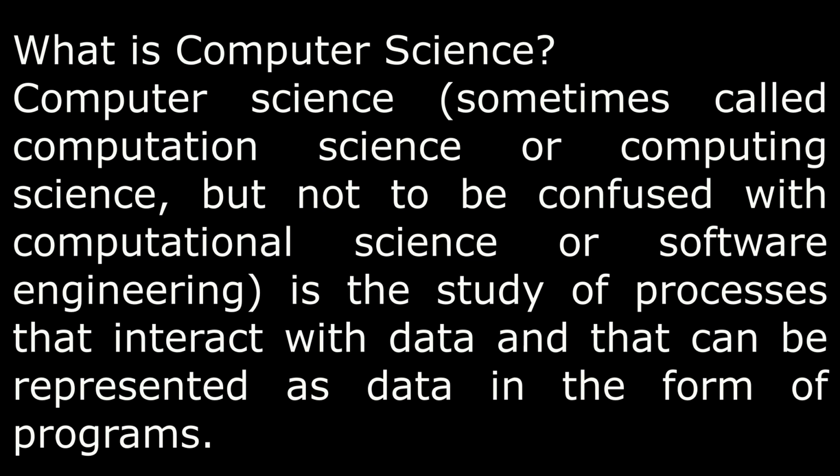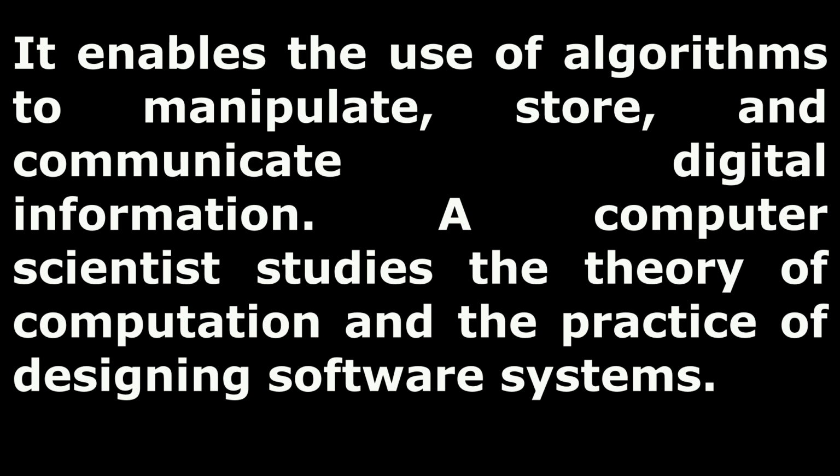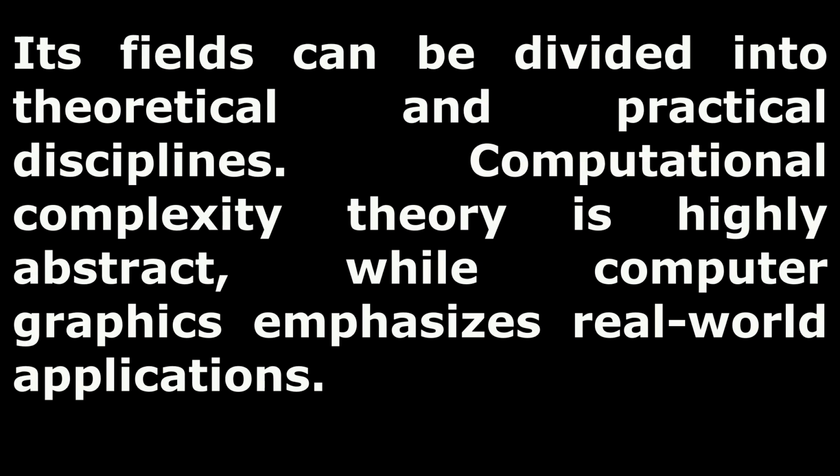What is computer science? Computer science, sometimes called computation science or computing science, but not to be confused with computational science or software engineering, is the study of processes that interact with data and that can be represented as data in the form of programs. It enables the use of algorithms to manipulate, store, and communicate digital information. A computer scientist studies the theory of computation and the practice of designing software systems. Its fields can be divided into theoretical and practical disciplines.